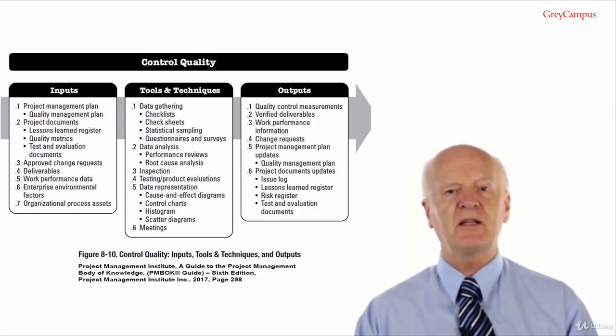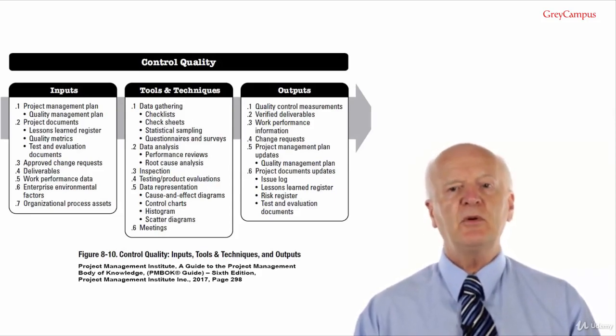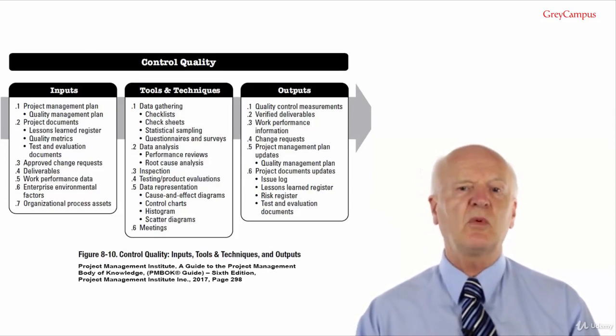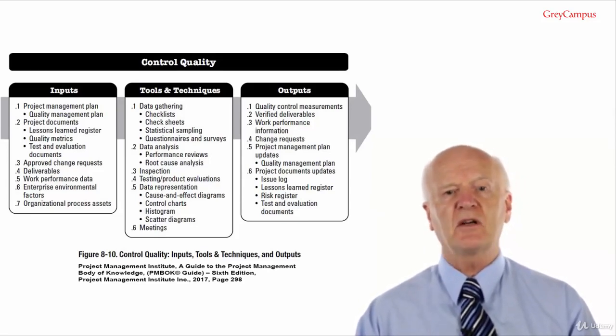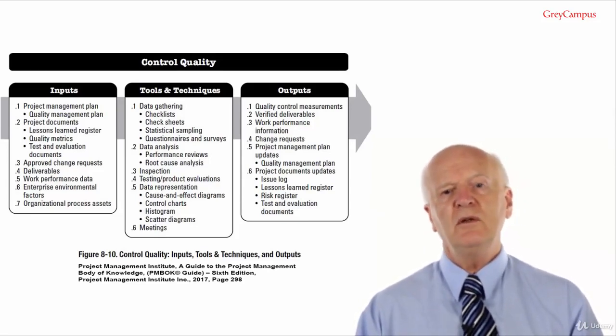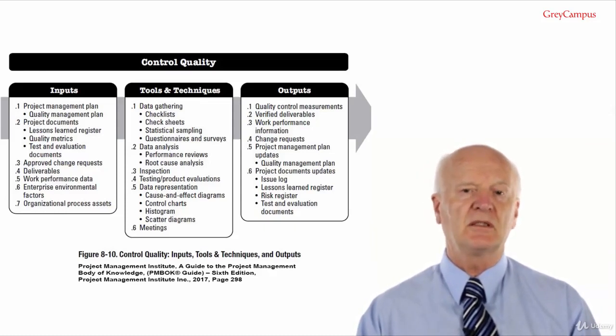Number 1, project management plan. The project management plan provides a quality requirements plan which provides how quality control will be performed throughout the project.